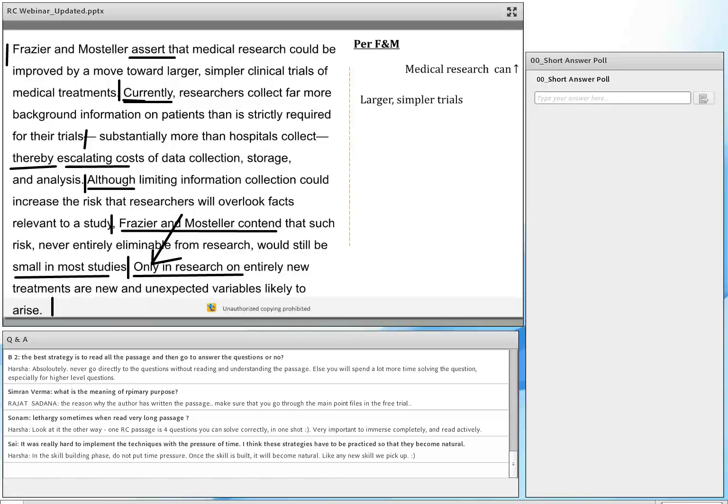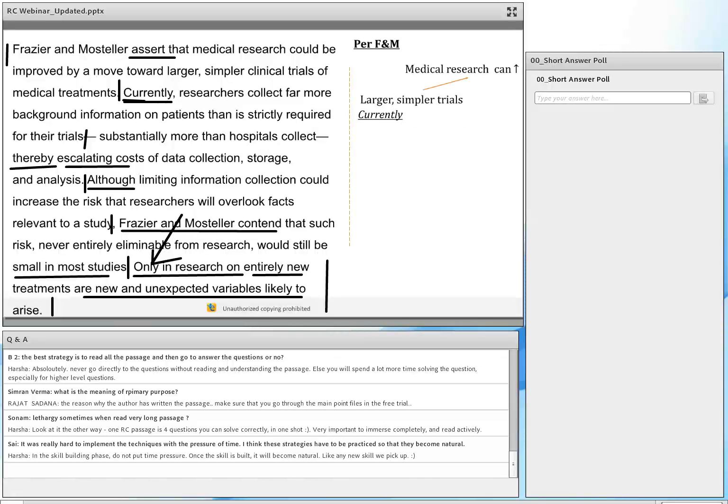The thing which I'm talking about only, Max, is where, hey, in general, what does only let you do? Only in research of entirely new treatments are new and unexpected variables likely to arise. What the author is saying is there could be tens of different kinds of treatments, but only for entirely new treatments, only for the class of treatments that belong to this entirely new treatments, are new and unexpected variables likely to arise. So that's something which is important.